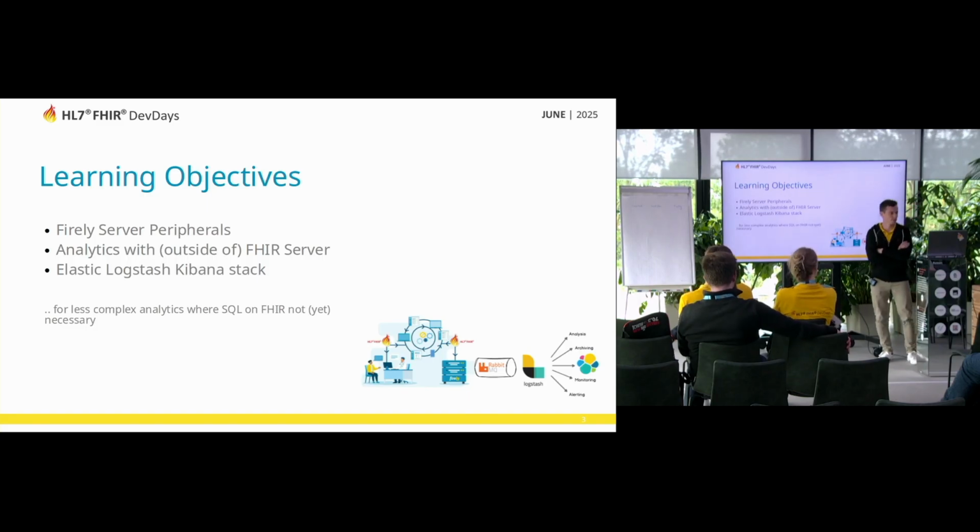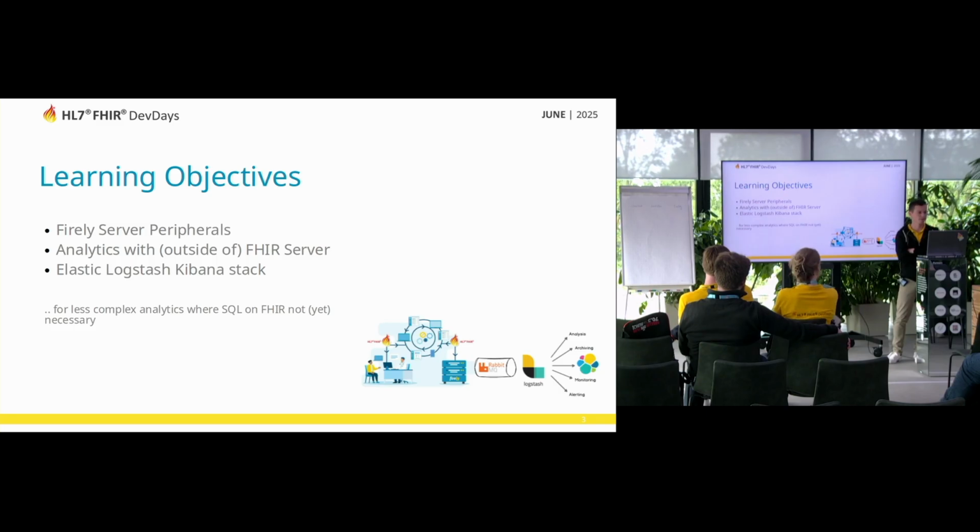Let's look at the objectives. We'll talk about the FHIR server peripherals. So even though the primary use case would be analytics, really the architecture that I'll describe today and also the capabilities of the FHIR server could be used to suffice any other integration as well. The specific use case that I'll mention is integration of the FHIR server with ELK, so Elastic, Logstash, and Kibana.